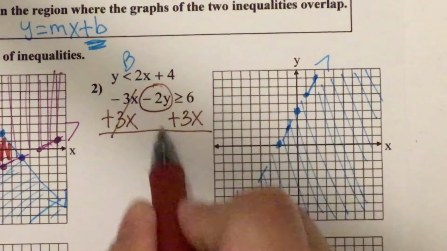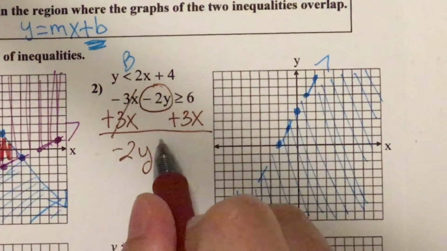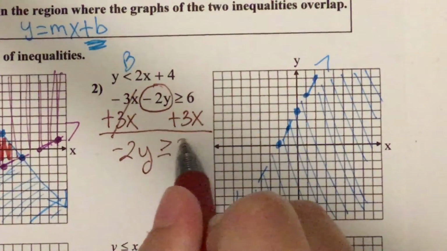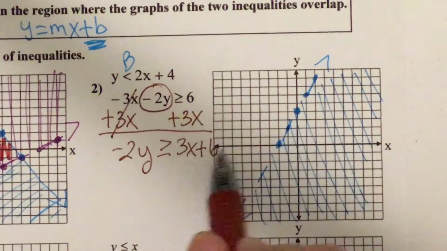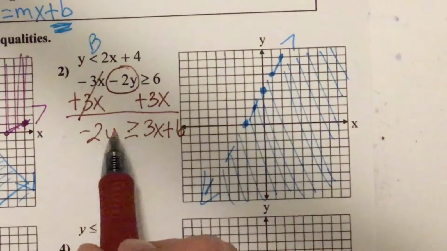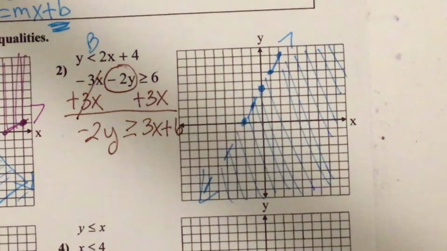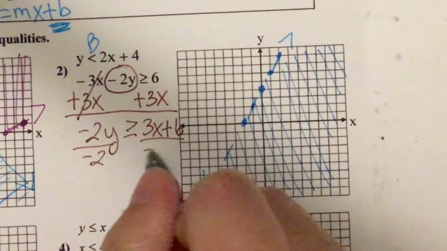So shoot, that's gone. Bring down your negative 2y. Bring down your symbol. Bring down your 3x. And bring down your positive 6. Remember, you can't combine those. Okay, so now to undo multiplication, what do we do? We divide. So we're going to divide both sides by negative 2.